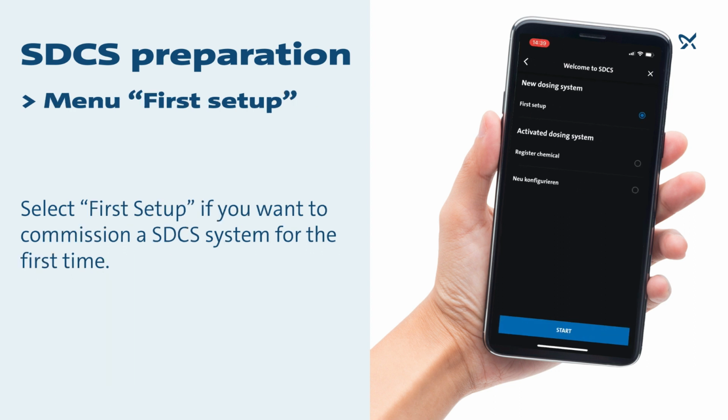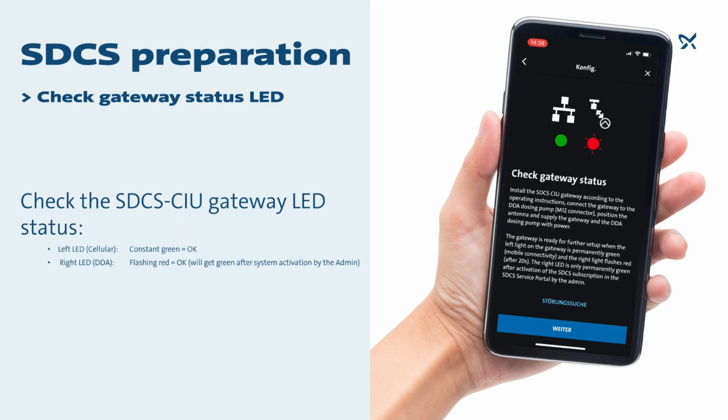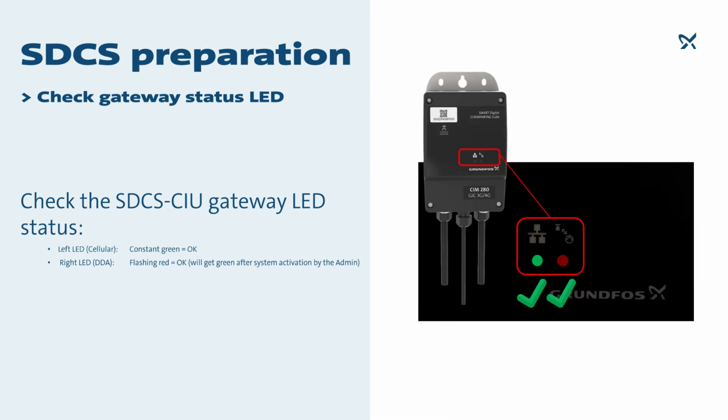Select First Setup if you commission the CHEMPAIRING gateway for the first time. Check the LED status of the CHEMPAIRING gateway. The left LED indicates the status of the cellular connection and should be permanently green. If the LED shows a yellow color, try an alternative antenna position.